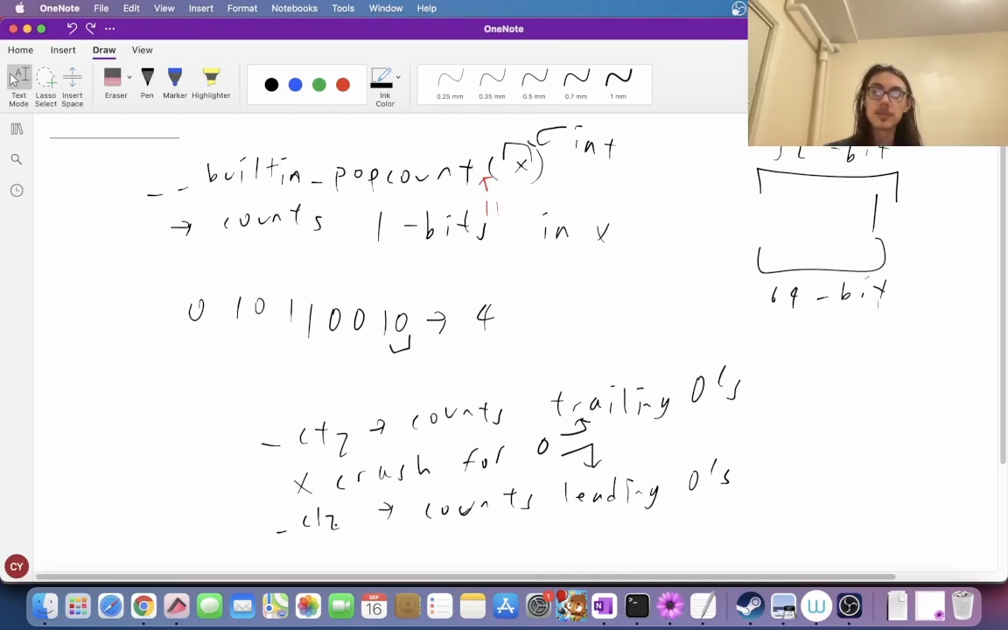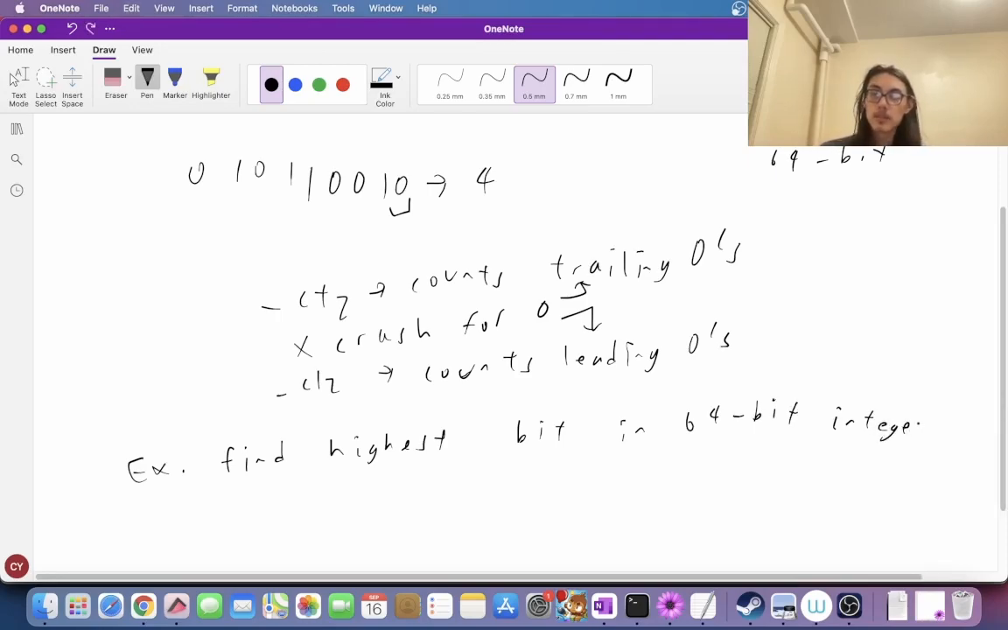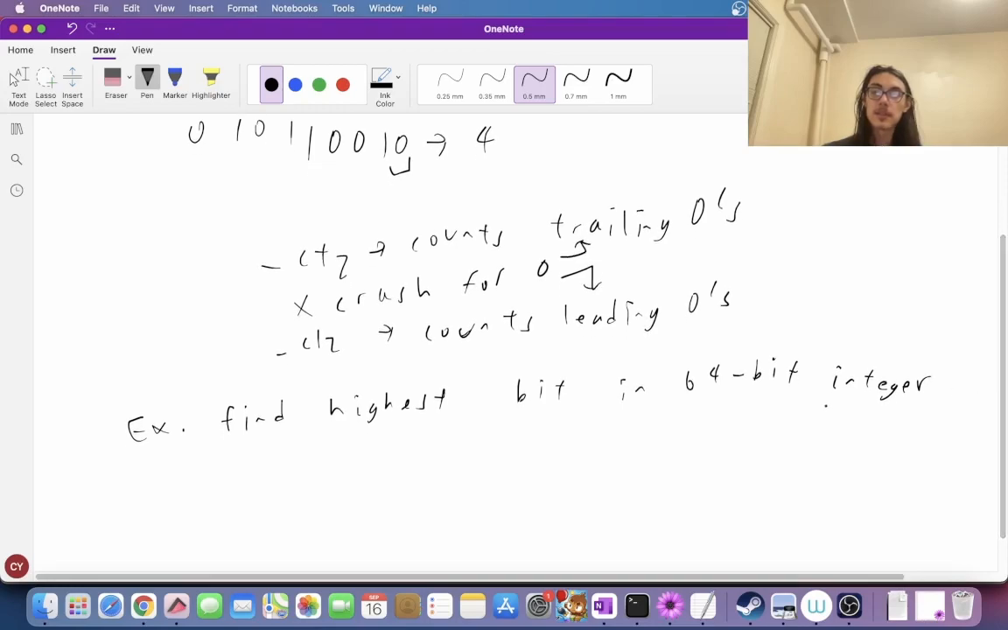So as an example, just to test your understanding, I don't really know, I just explained it, so I don't know why I'm doing this, but as an example, I will challenge you to find the highest bit in a 64-bit integer. You can either find its location in terms of the bitwise hierarchy or its value itself. So I will pause for a second. You can go ahead and try if you want.